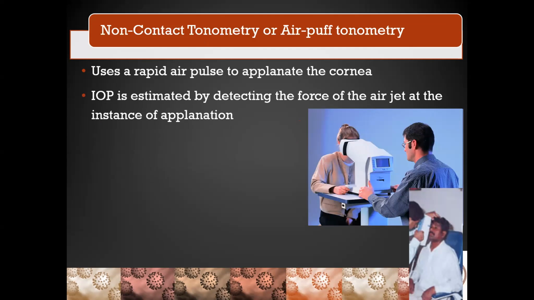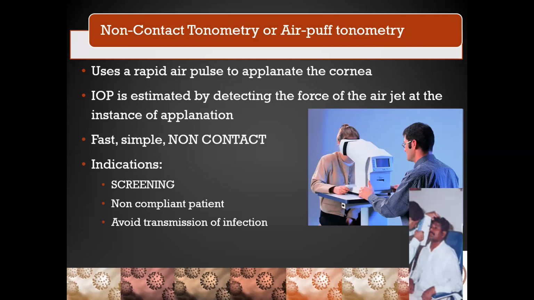The intraocular pressure is estimated by detecting the force of the air jet at the instant of applanation, that is, how much force is required to applanate the cornea over a fixed area. That is what is checked by the machine's inbuilt sensor. So it is a very fast, simple and non-contact methodology, and therefore it is very commonly used for screening of patients to avoid any transmission of infection.